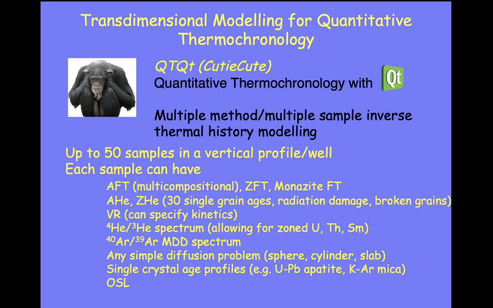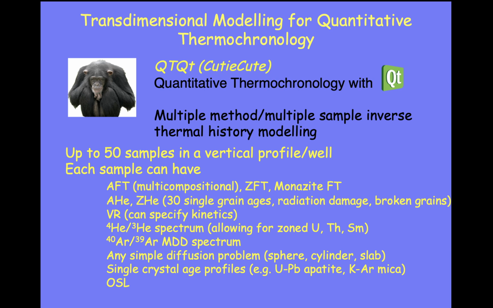In terms of the data types, you can deal with up to 50 samples, and the idea is those will in general be in a vertical profile or in a well, so they've effectively experienced the same form of thermal history. It's just samples which are either deeper in a well or lower elevation in a vertical profile will have been hotter than the samples which are shallower in the well or at higher elevation in the vertical profile.